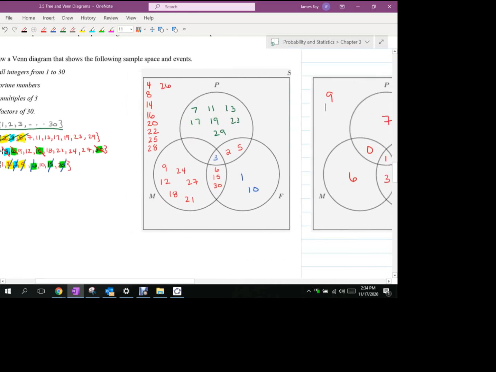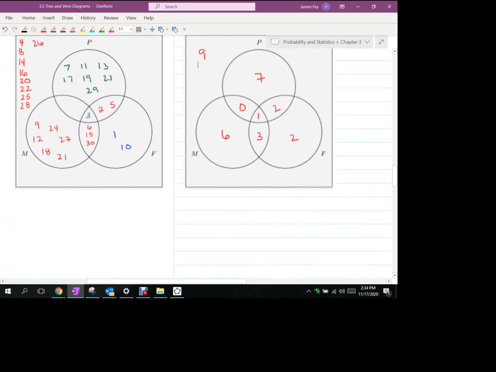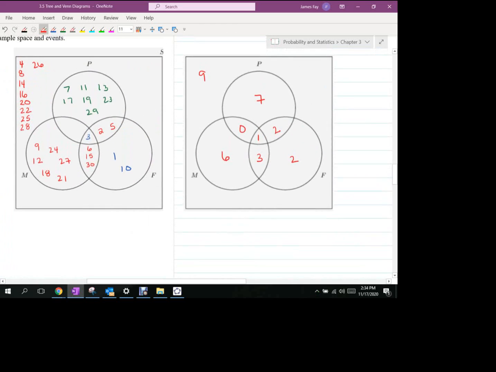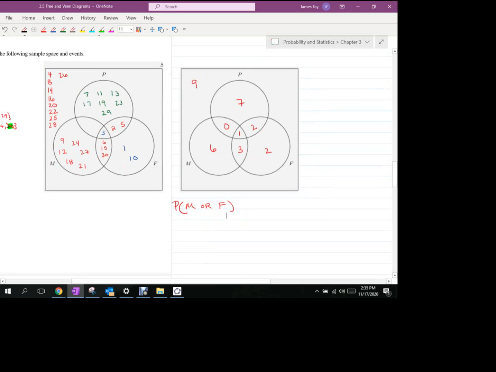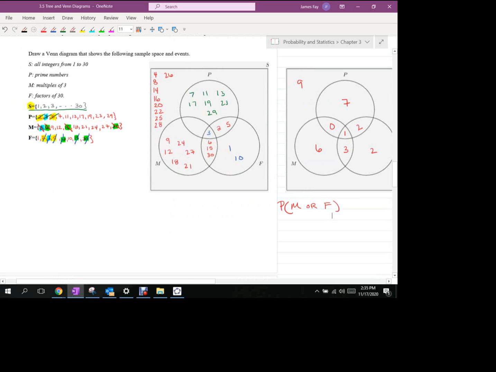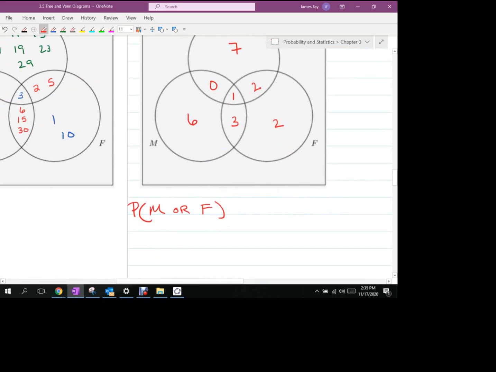Okay, but now if the question is, if we reach into, let's say we put these numbers on an index card. One number on each index card and put them in a box. And we reach in and say, what's the probability that you pick out a card that is a multiple of 3, or a factor of 30? That would be the probability that it's a multiple of 3.